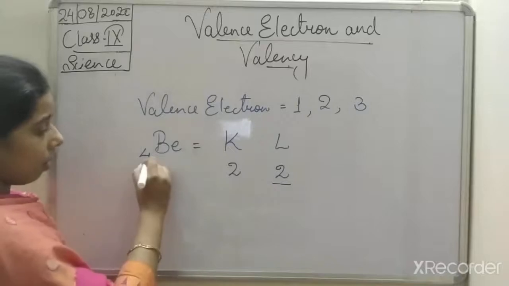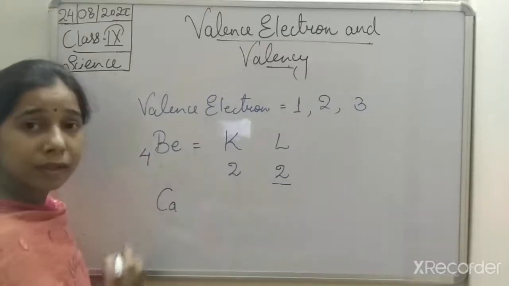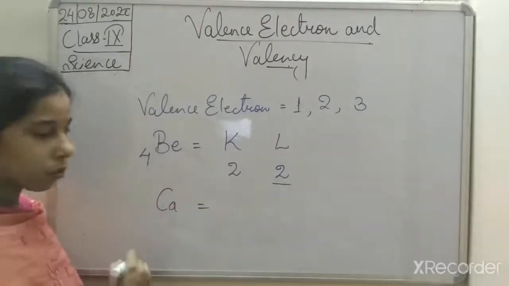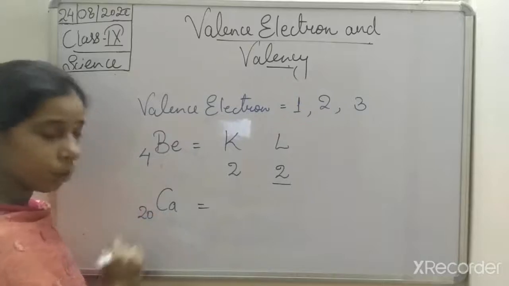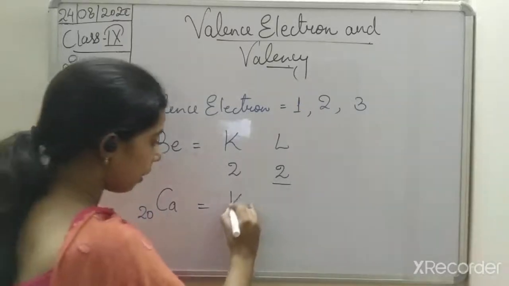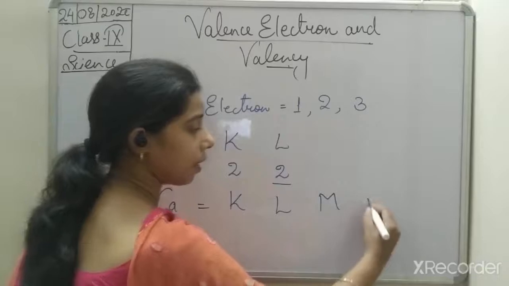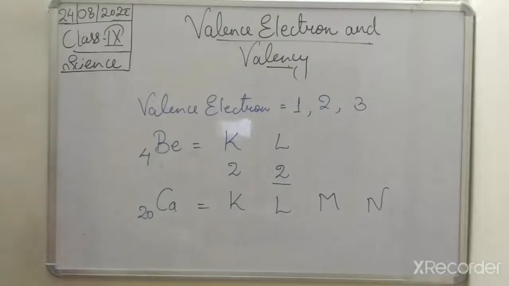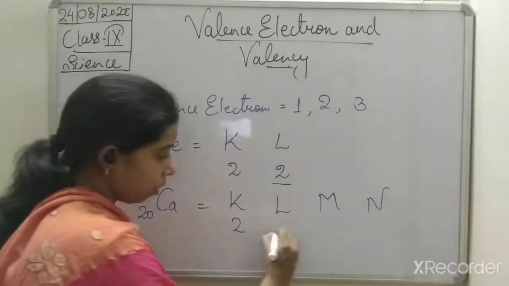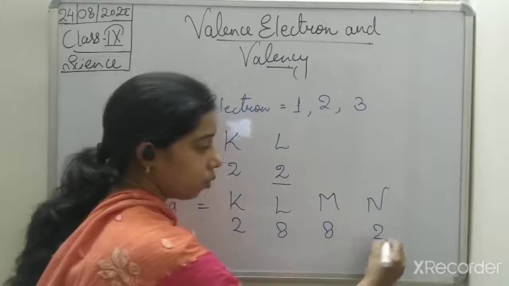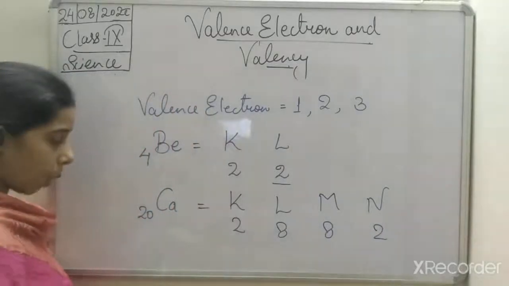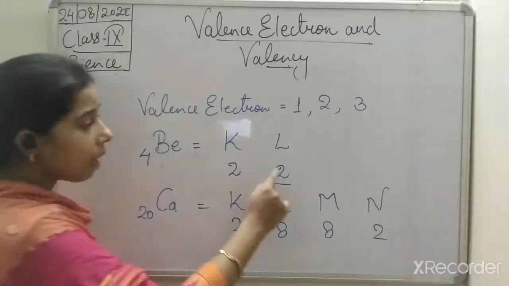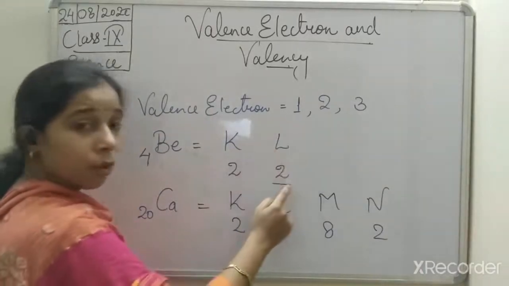Okay. Any other example? Yes, students, that is calcium, or magnesium also. In calcium the atomic number is 20. So here it will be K, L, M and N. So the electronic configuration here will be 2, 8, 8 and 2. Although the atomic number is 20 here and for beryllium it is 4, you can see that in the last shell, 2 electrons are there.